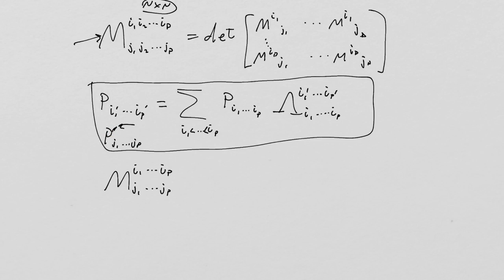Wait a minute. Did I get this right? I think these need to be flipped. I need to do it this way. This needs to be I1 to IP, I1 prime to IP prime, like that. It needs to be flipped. Sorry, I got my definition weird.